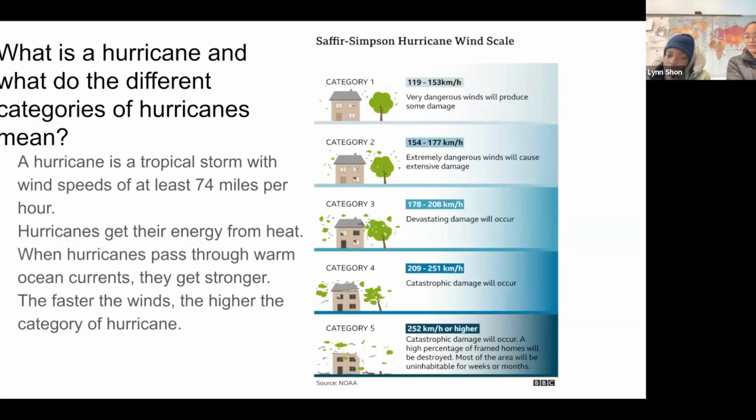What is a hurricane? What do the different categories of hurricanes mean? A hurricane is a tropical storm with wind speeds of at least 74 miles per hour. Hurricanes get their energy from heat, so where hurricanes pass through warm ocean currents, they get stronger. The faster the wind, the higher the category of hurricane.